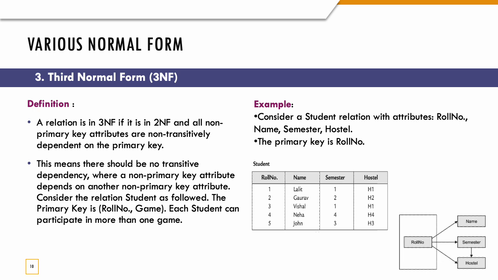Alright, for example, we have a students table over here. Let's say we have a student table with the following columns. The roll number is the primary key, and then name, semester, and hostel. Okay, so each student has a unique roll number, and they are assigned different hostels for each semester.